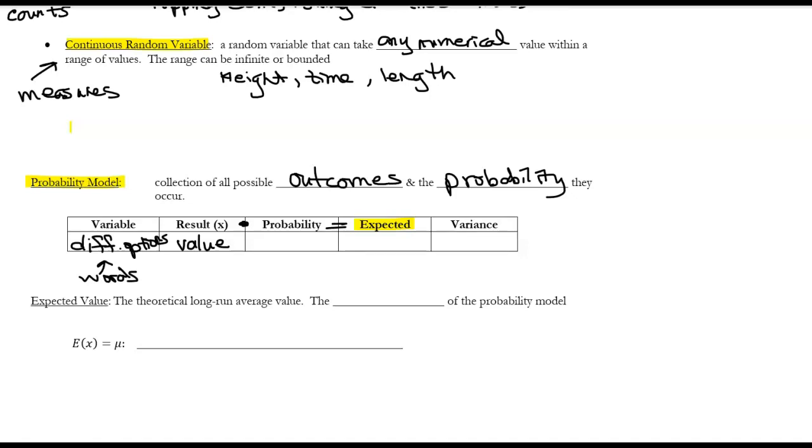The variance you're going to see in the table in the book and some other tables. This is how you calculate the square root. We are not doing this by hand. We're going to let the calculator do all those calculations for us.